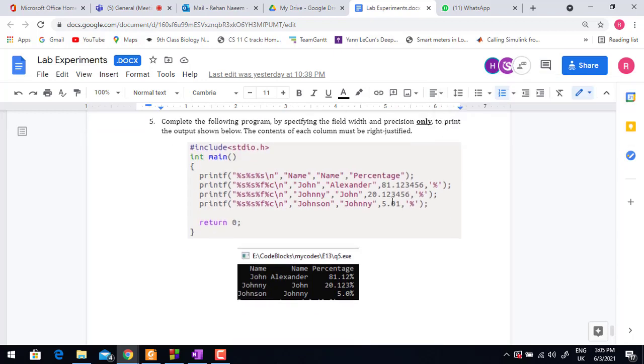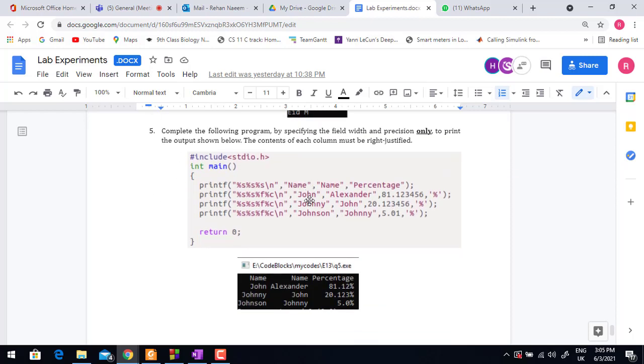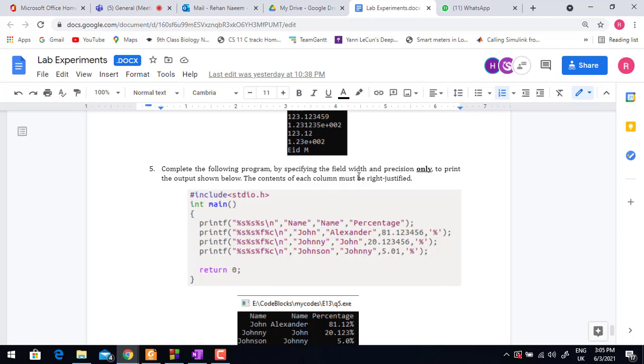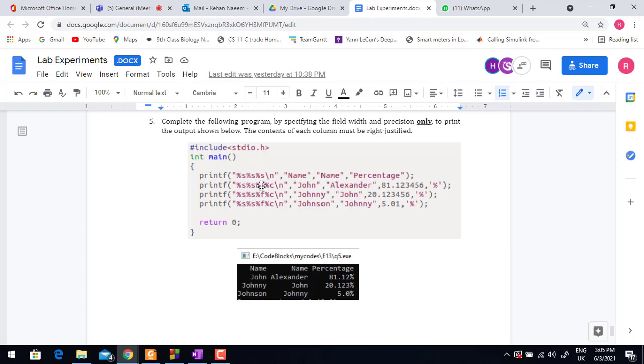In question number 5, this is a bit tricky question, and you have to use the concept of field width and precision together. Complete this program. Only change the field width and precision so that your data looks like this. You must display your data in this format. You can see the alignment over here.